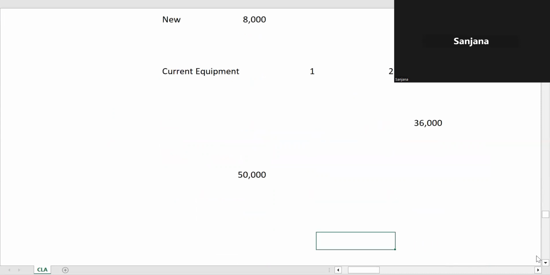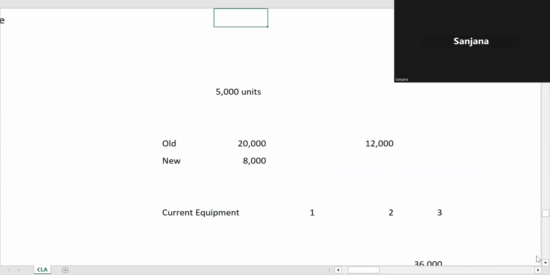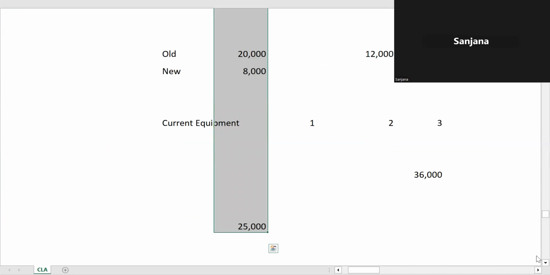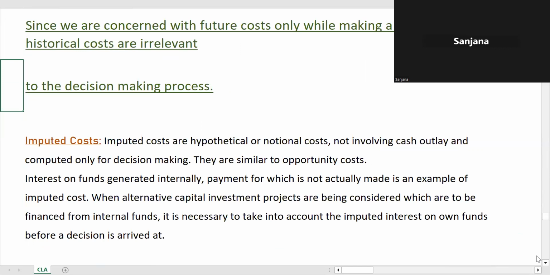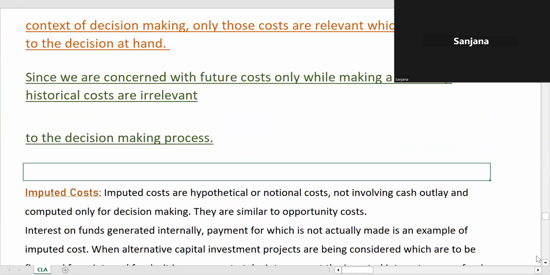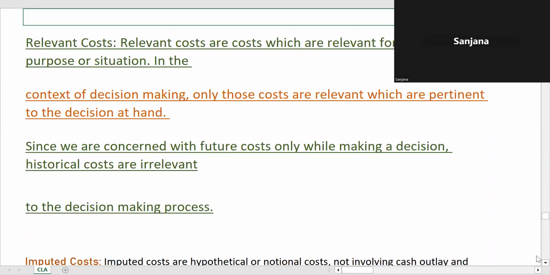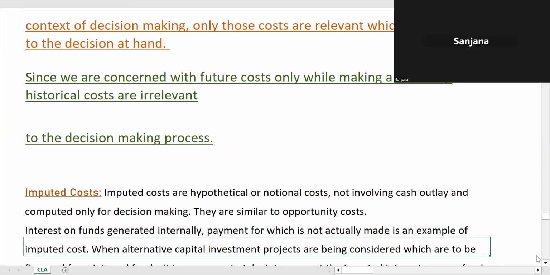Had the new equipment's cost been, let us say, only 25,000, then this would have been a good deal for me. So old cost need not be considered, right? It's only the new benefits, whatever you are having, both ways, that you have to compare. So this is called relevant cost.